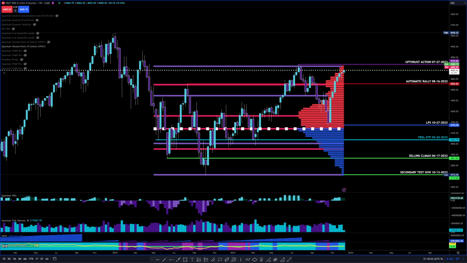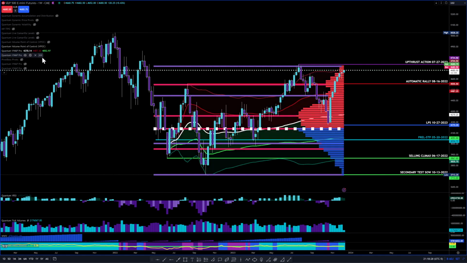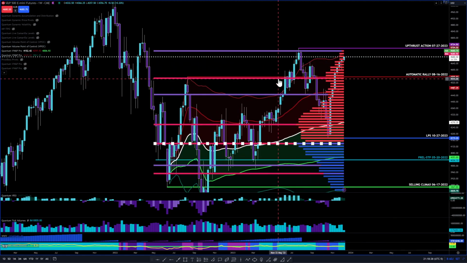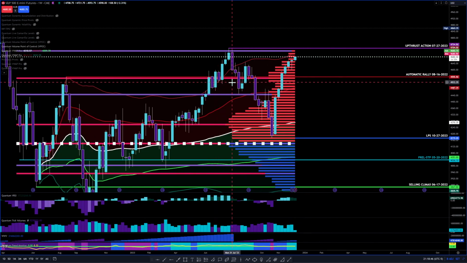Let me put on something else here. Right, let me take off the volume profile. All right, just pointing out too on the automatic rally, this is also a high volume node right here at 45.49.50, right? So this is a high volume area here, and this is probably because of selling, right? This is a high volume selling node, right?